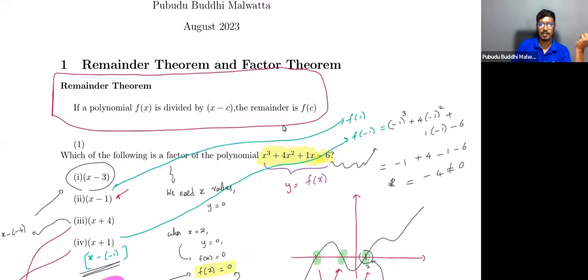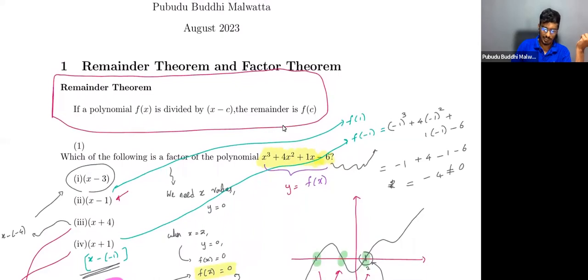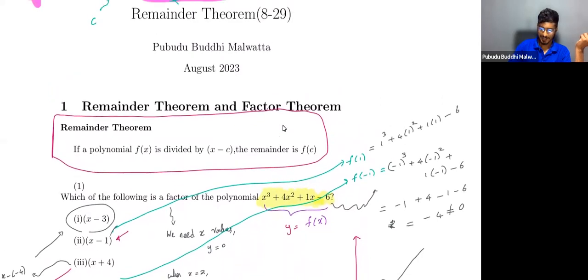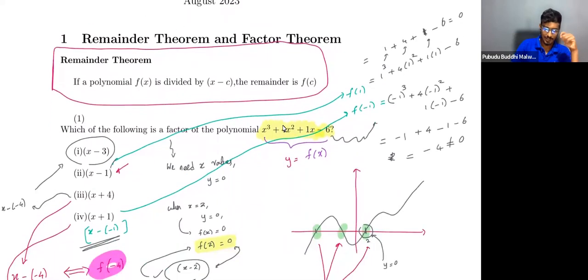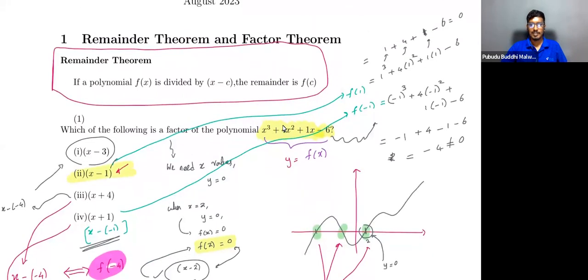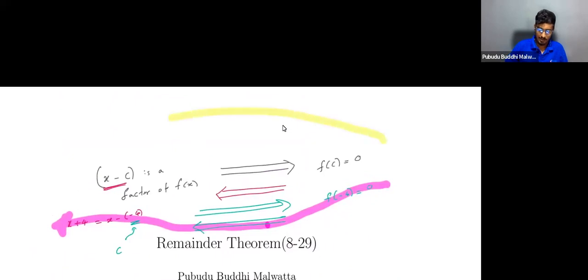Similarly, try f of 1 for the second answer choice. That is 1 to the power of 3, 4 times 1 squared plus 1, minus 6, that's 0. Hence, x minus 1 is a factor of that polynomial. That's very, very important. So that's the idea. Always remember this part. You can go both ways, right?